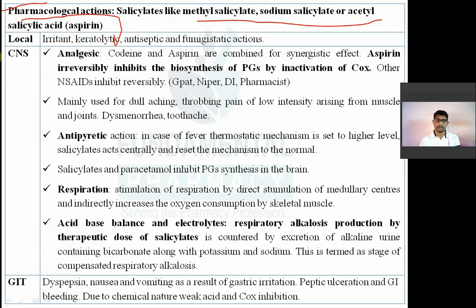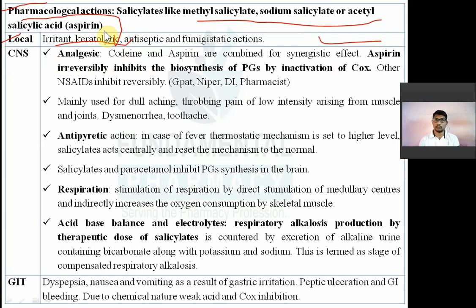So we'll see it. First, local action. Locally, when applied, acetyl salicylic acid acts as a counter irritant and keratolytic. Keratolytic means that it will break down the keratin, for example the extra layer of keratin on your heel, which forms a corn. To remove that, keratolytic drugs are used.